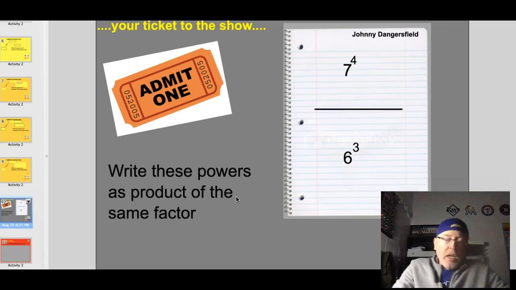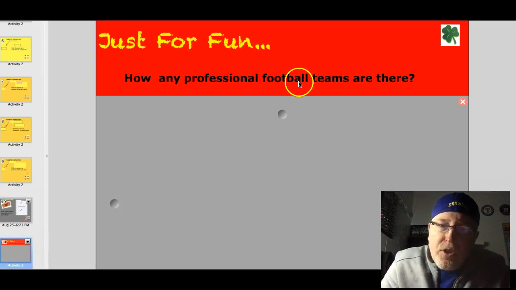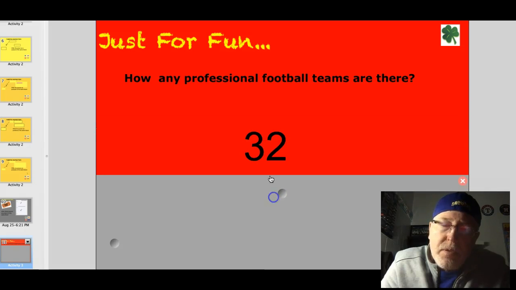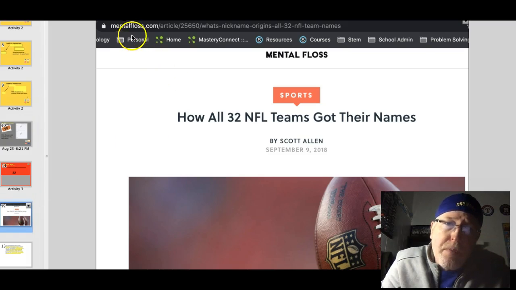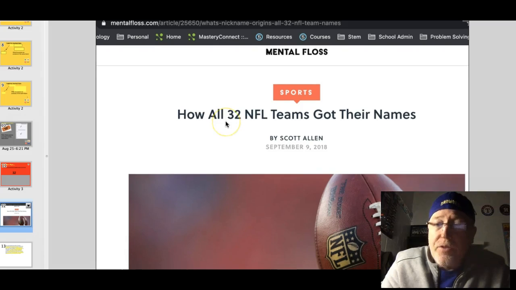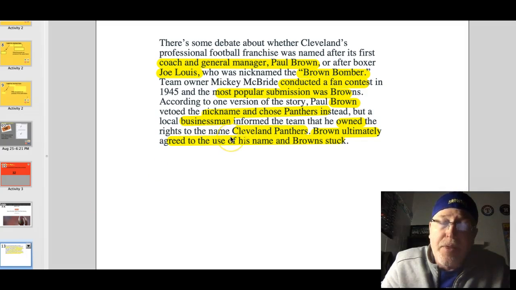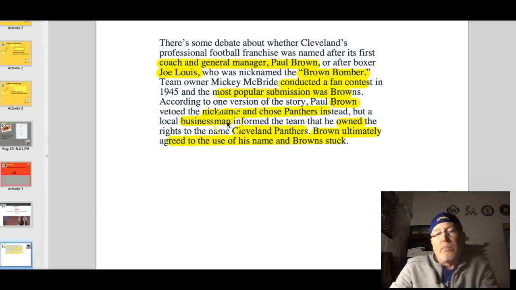Okie dokie. Actually, I bet a lot of you knew that there's 32 football teams. All right. A couple of things for you football fans. If you go to mentalfloss.com, or if you Google how football teams got their names, Mental Floss, there's a little story about each of the teams that got their names. I just picked one that I thought was kind of interesting because I didn't know how the Cleveland Browns got their name. I thought it had to do something with their owner, but I wasn't positive.